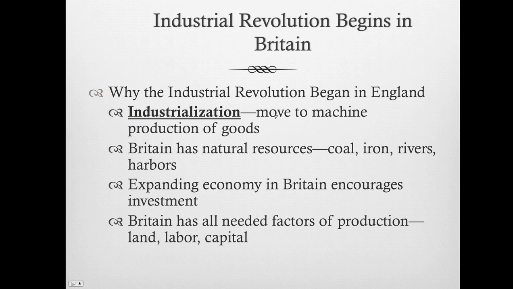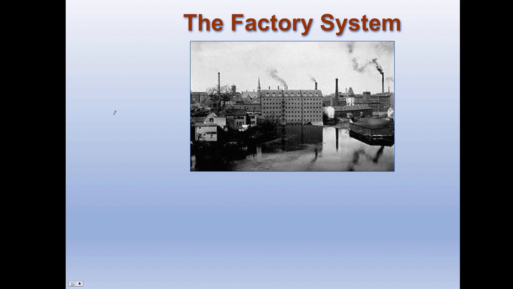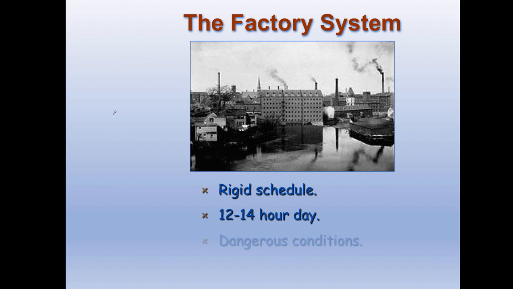Again, what is industrialization? It happens because the agricultural revolution allows for it. And it's the move to machine production of goods. You're not making stuff by hand, you're using machines to make it. Where do you put those machines? In factories. Rigid schedule, 12 to 14-hour days, dangerous conditions.